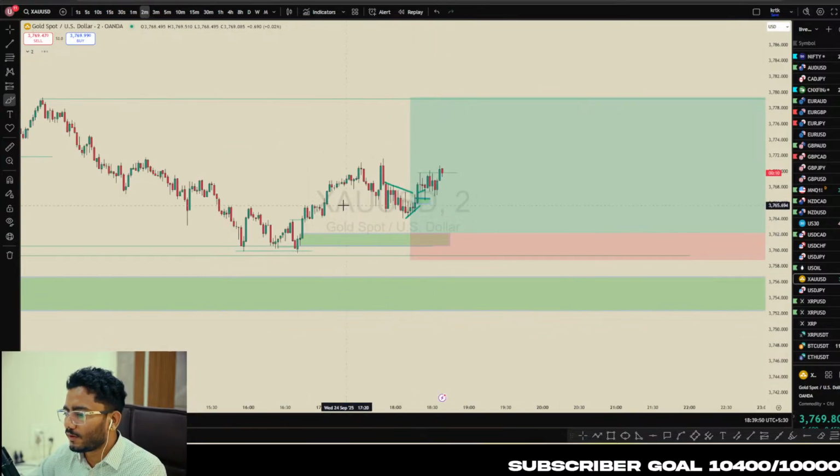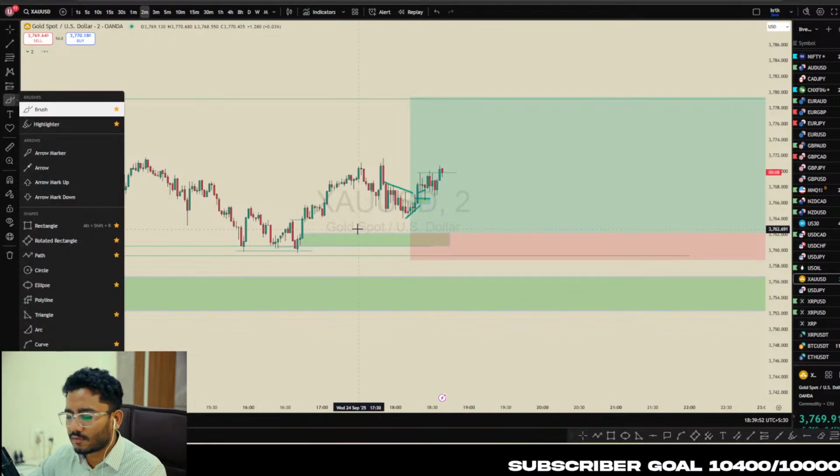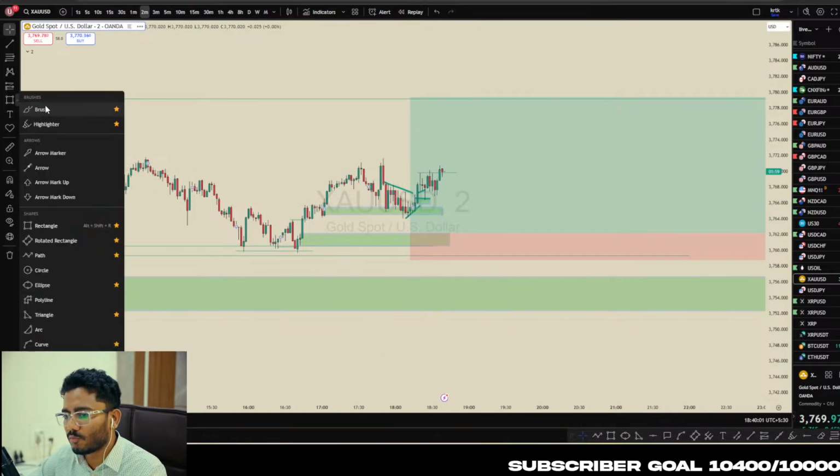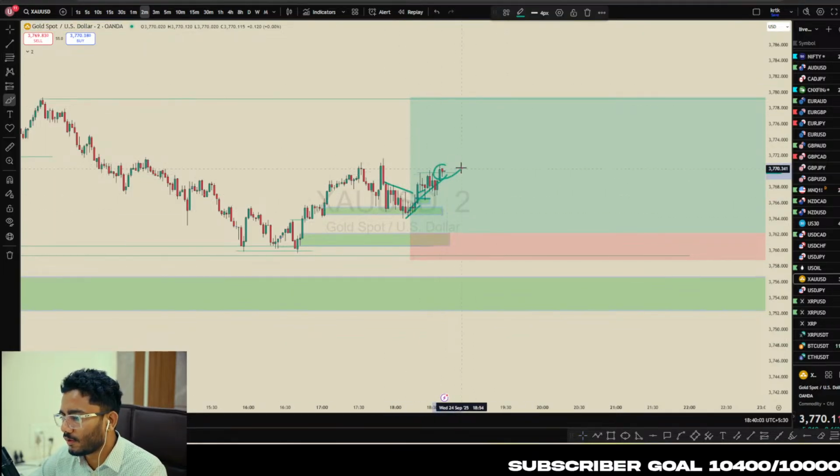Yes, price has reacted from this order block. When I started the live, I saw this order block, but price had already reacted from this. And if it is consolidating over here, it's creating more liquidity. That's why I'm not entering. And the price has already reached the next high.